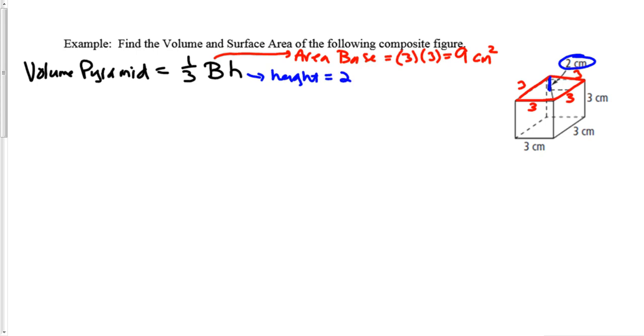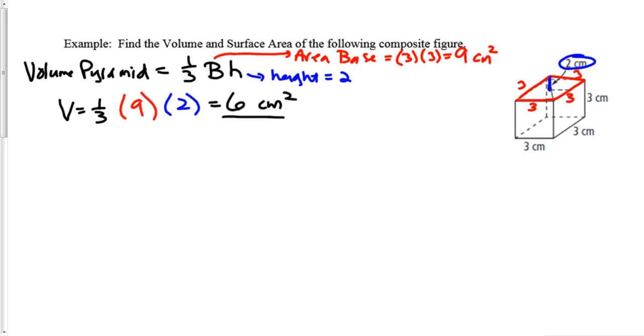So I can go ahead right now and find the volume of my pyramid. It's 1/3 the area of the base, which I found to be 9, times the height of the pyramid, which was given to me as 2. When I work that out, that gives me a total of 6 centimeters squared. So that's the volume of the top, the pyramid.